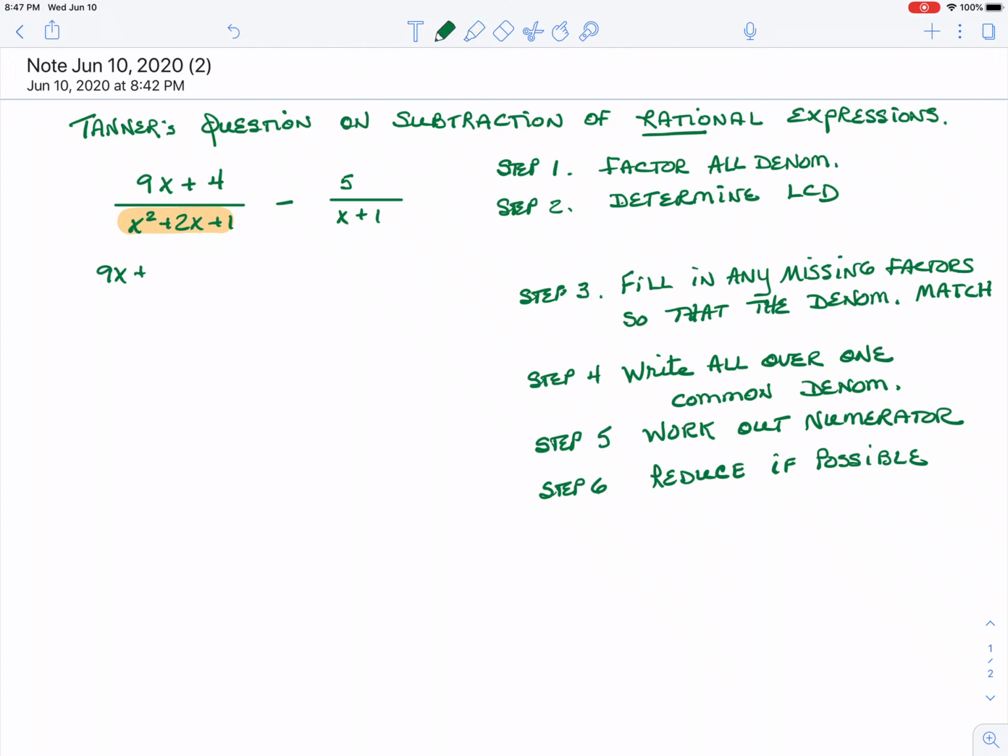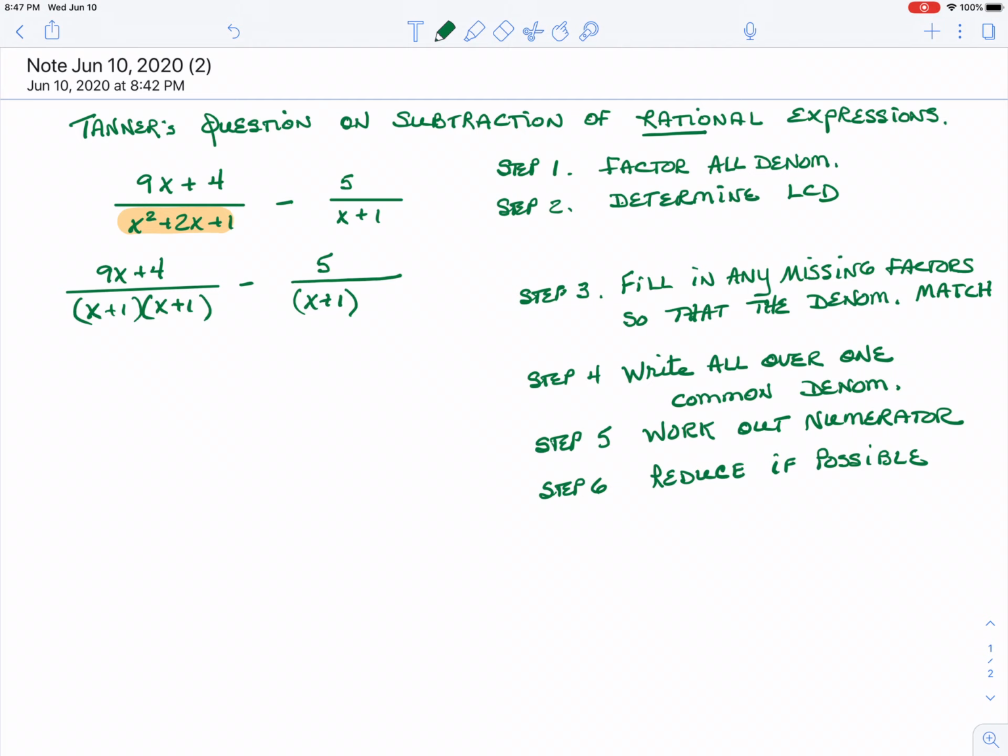I'm doing absolutely nothing in the numerator except copying it down. In the denominator, I'm writing it in its factored form. And as I said earlier, the second denominator is prime. I think I'll go ahead and put that in parentheses because I cannot factor it. All right, so that's the first step, factor denominators. Second step is to determine the LCD.